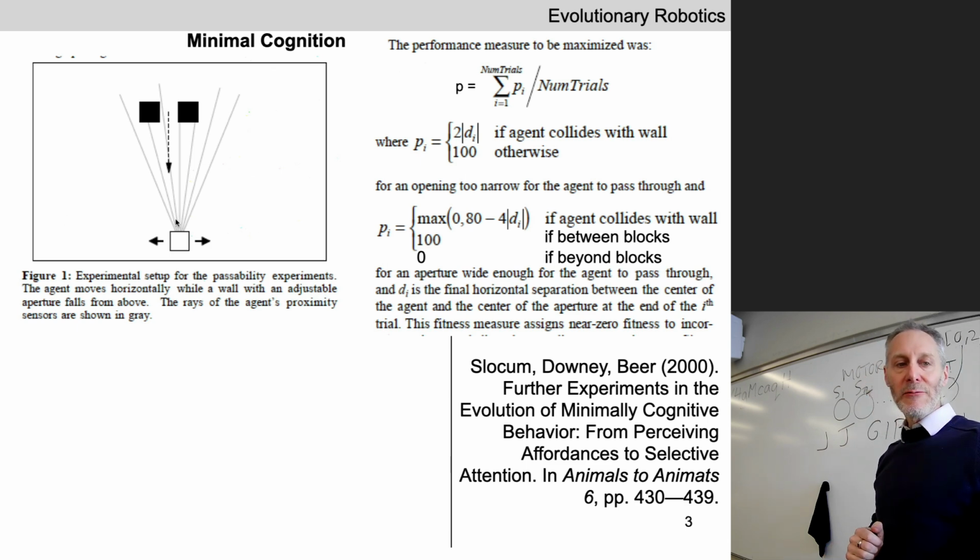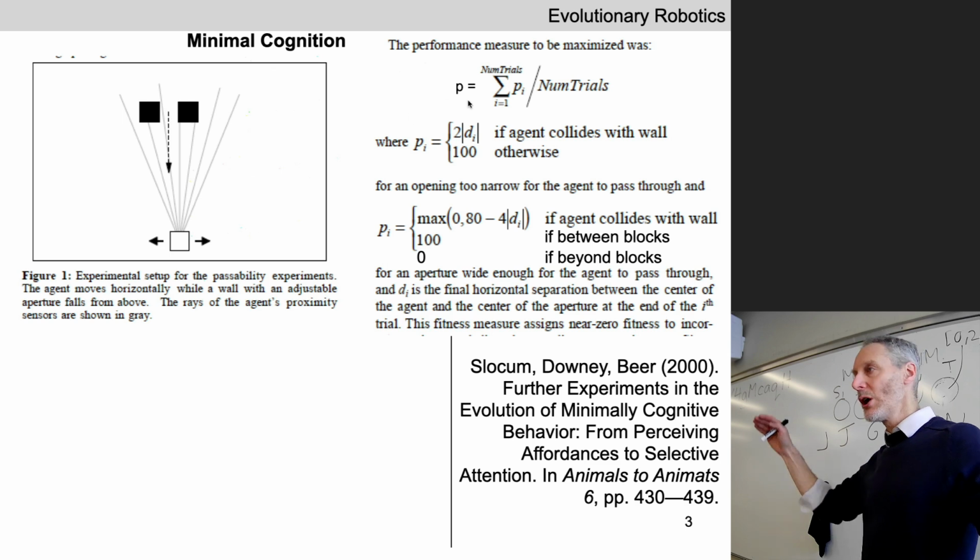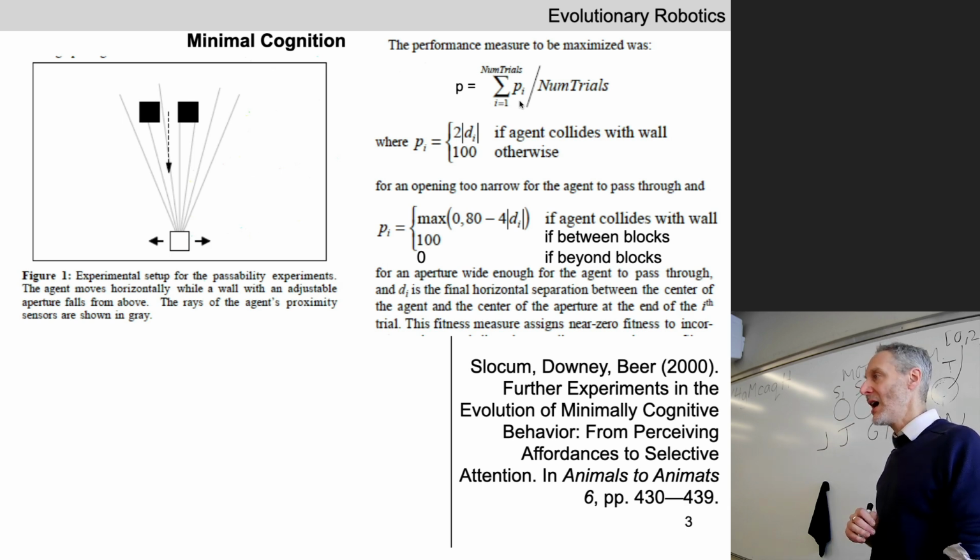Okay, let's have a look at the fitness function now. The fitness function is going to be called P for performance, the performance of the robot. A higher P, more performant, the robot's doing a better job, it's understanding this affordance better. Lower values of P are worse. First thing we're going to do is compute P by summing up a whole bunch of P sub i's. P sub i is the performance of the robot during the ith trial.